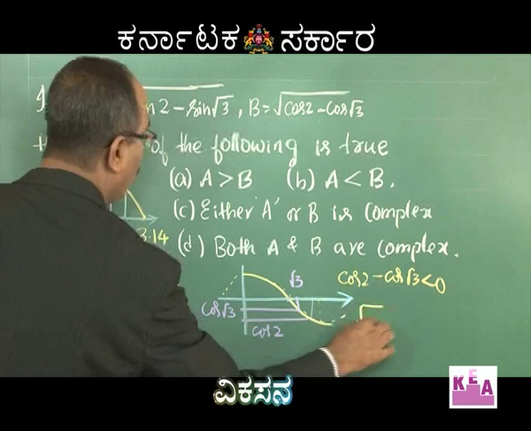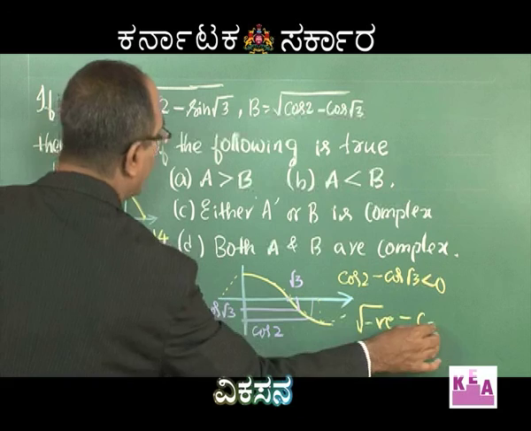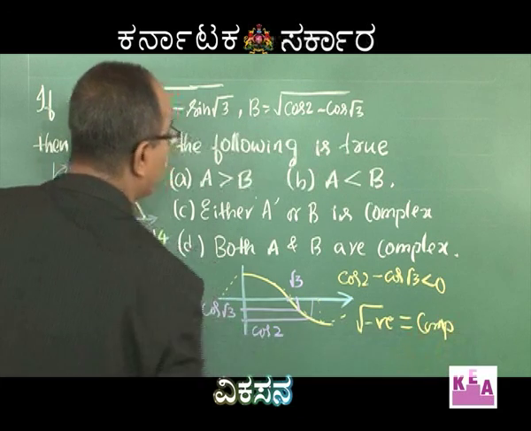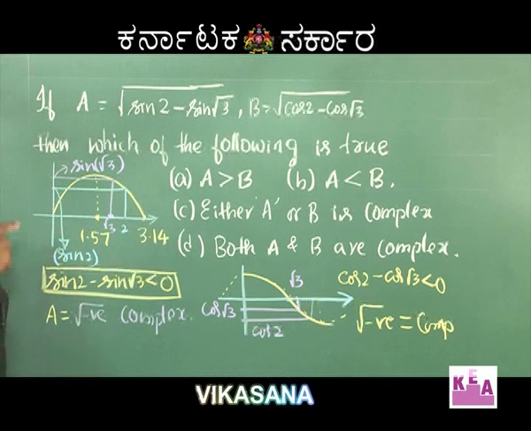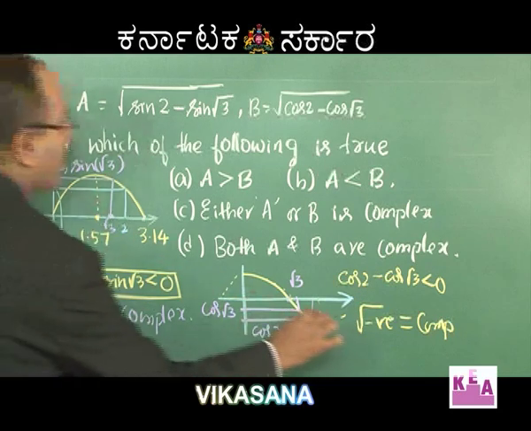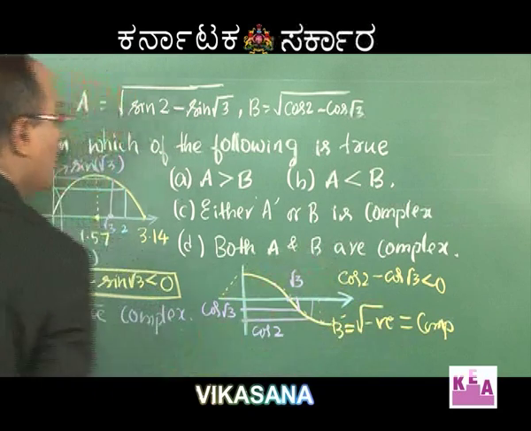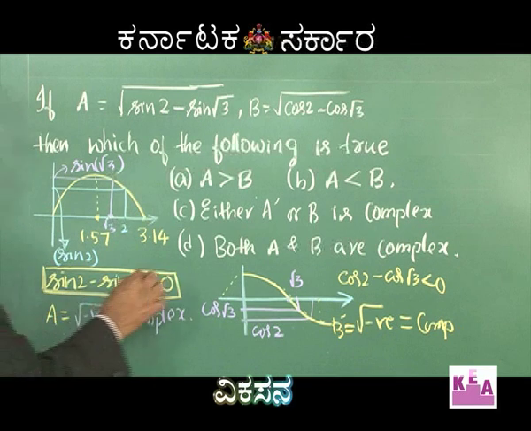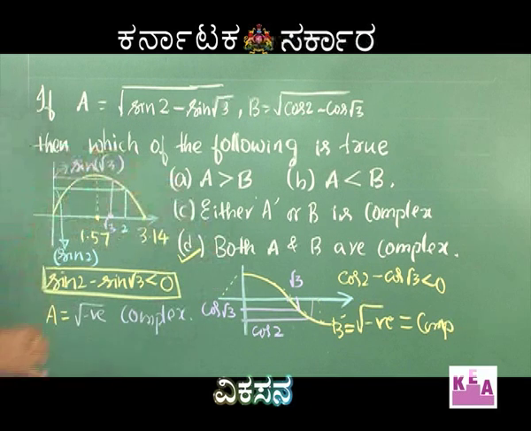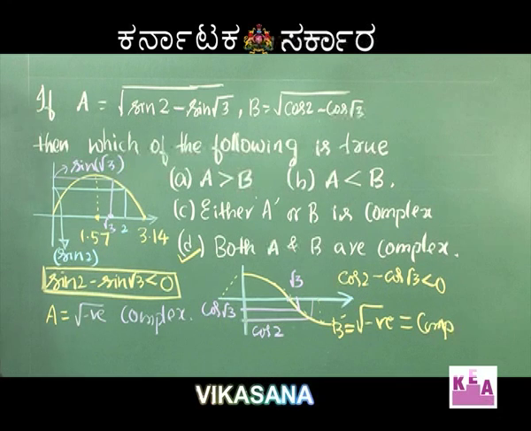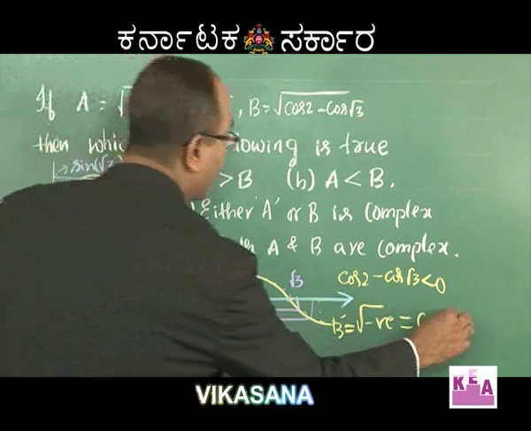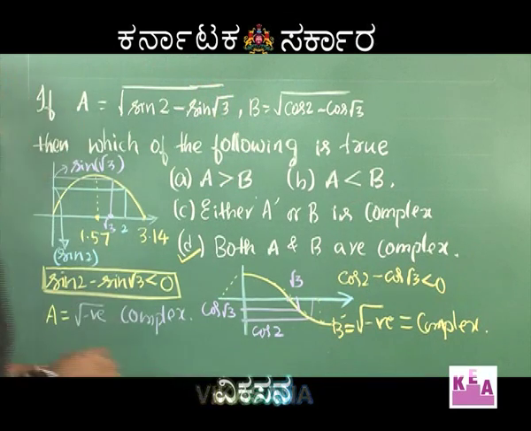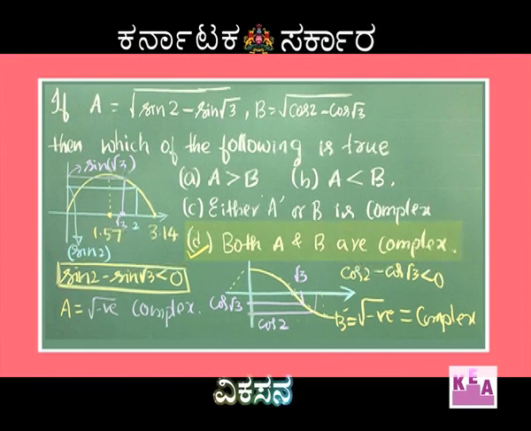And therefore, root of a negative number is complex. So therefore, A is complex and B, which is the root of a negative number, is also complex. A is complex, B is complex, therefore option D is correct. I hope, dear students, you have understood this. Negative, that is complex. Got it? Please make a note of this.